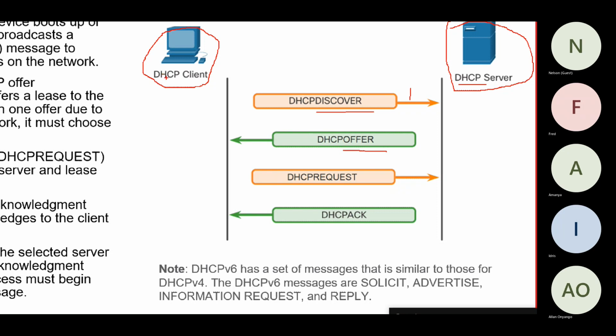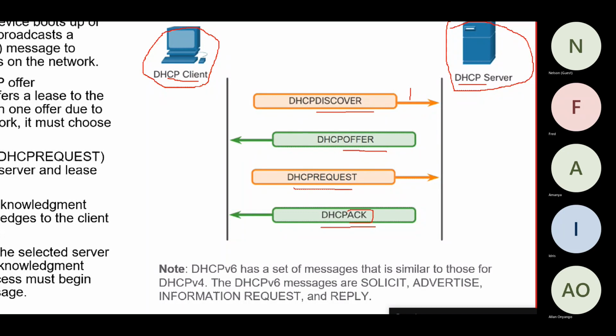Once the PC client receives the offer, it cannot use the offer immediately. It must send another message called the DHCP request, which is basically requesting to use this offer. All right. So DHCP request will request to use this offer to the server, and then the server will respond back with the final message called DHCP ACK, which is acknowledgement.